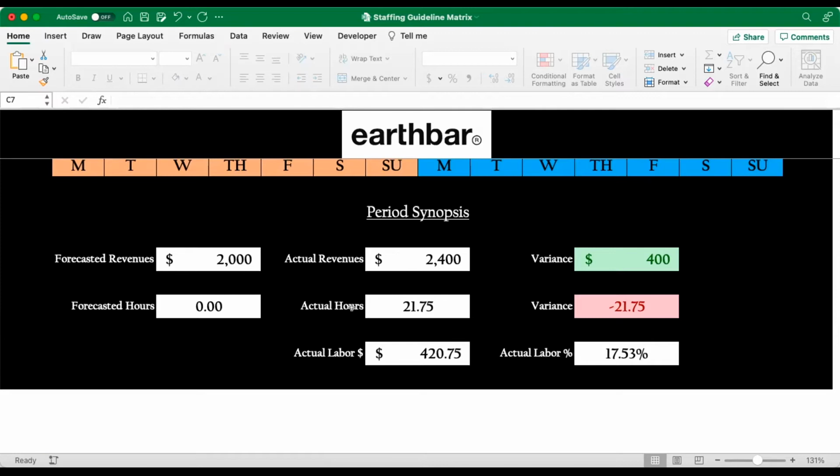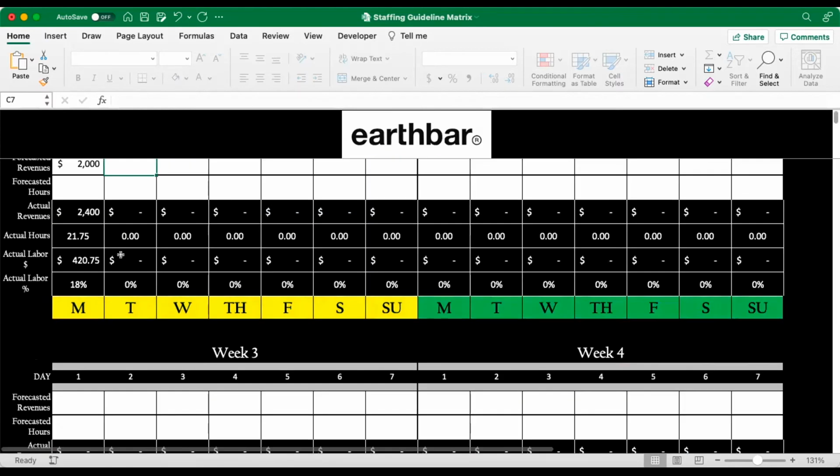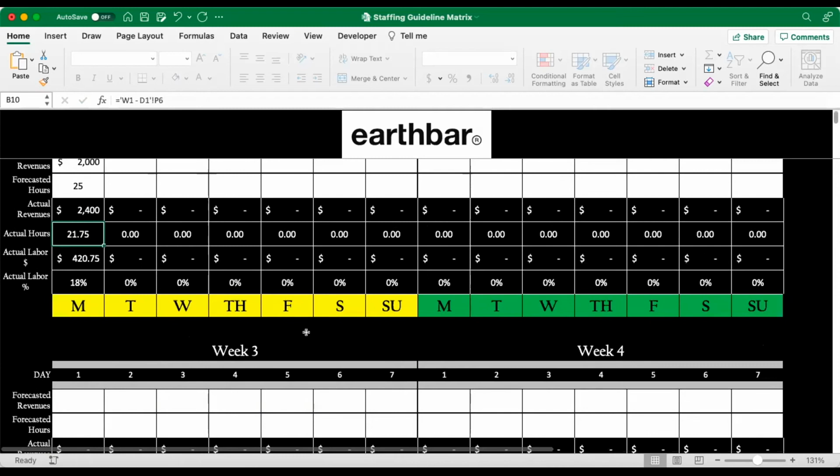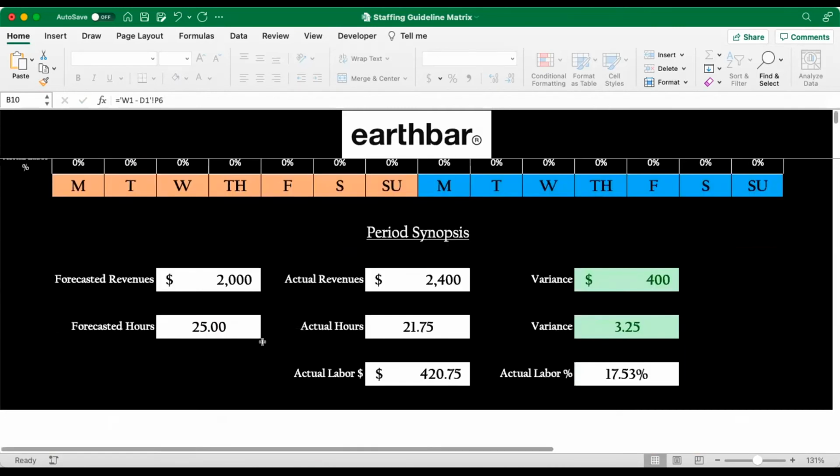Okay. Your forecasted hours, which you're going to put in here as well. So let's just say it was 25 as a forecasted hour. You actually only spent 21.75, right? As we indicated on the other sheet. And you can see there's the savings again in green. So the goal, guys, is to always have these 2 indicators be green.